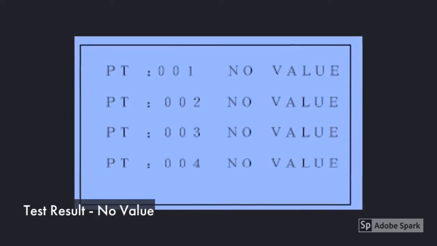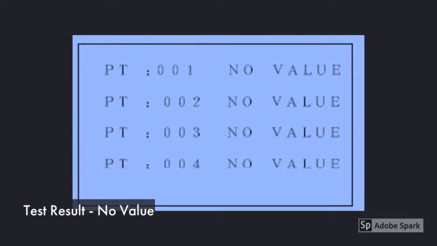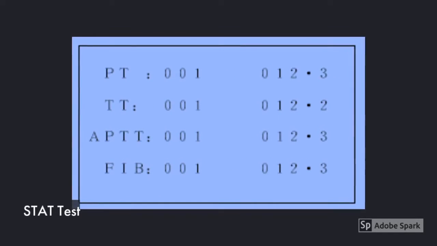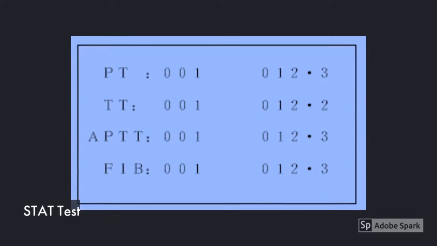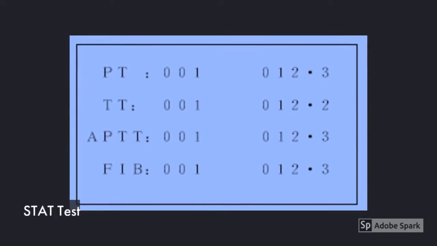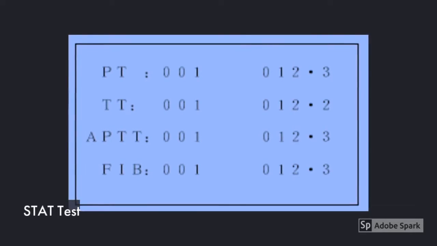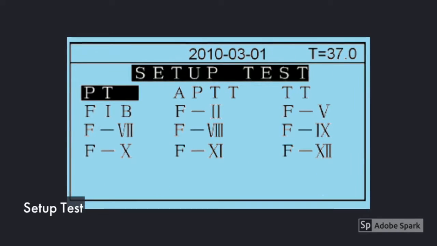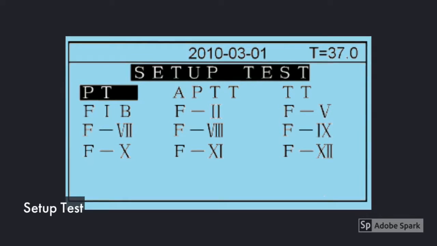If the test position does not have a cuvette or steel ball, the analyzer will show no value after 4 seconds. To start a stat test, press the stat key. There are 4 items. PT is channel 1, APTT is channel 2, TT is channel 3, and fibrinogen is channel 4. The second option from the main menu is Setup Test.